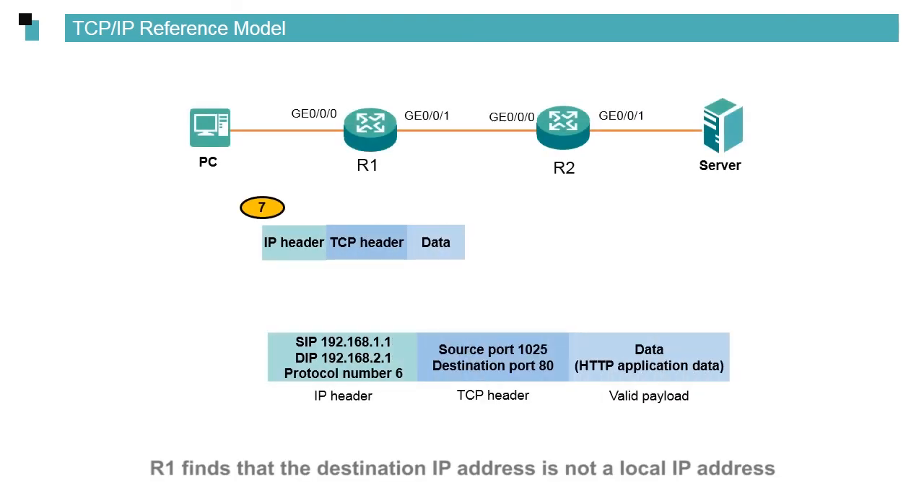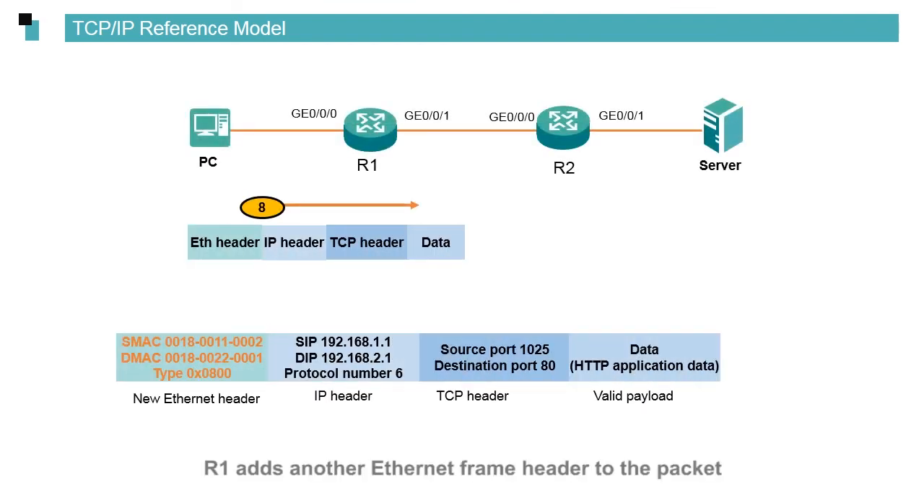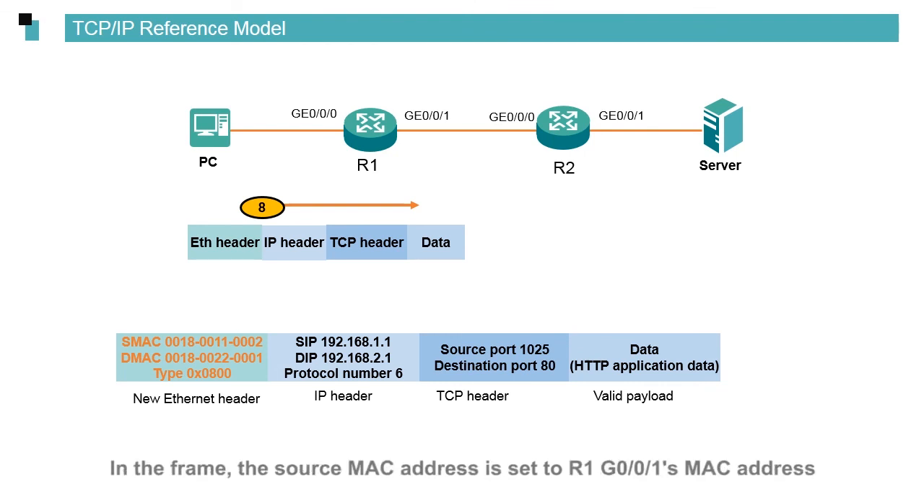R1 finds the destination IP address is not a local IP address and searches the routing table for a matching next hop, which is R2. R1 adds another Ethernet frame header to the packet. In the frame, the source MAC address is set to R1 G0/0/1's MAC address, and the destination MAC address is set to R2 G0/0/0's MAC address.